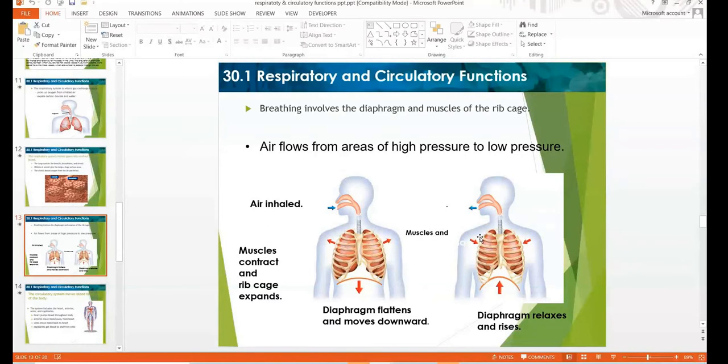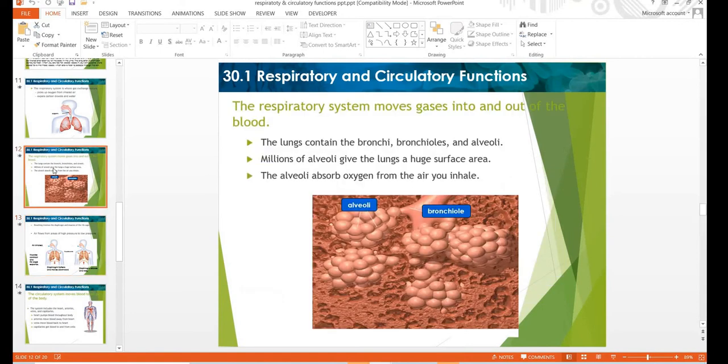Before we discuss the circulatory system, I have a quick question for you. How might damaged alveoli affect the oxygen level in the blood? We just discussed that alveoli increase the surface area for absorption. They help in the exchange of gases. So what happens if these alveoli are damaged?